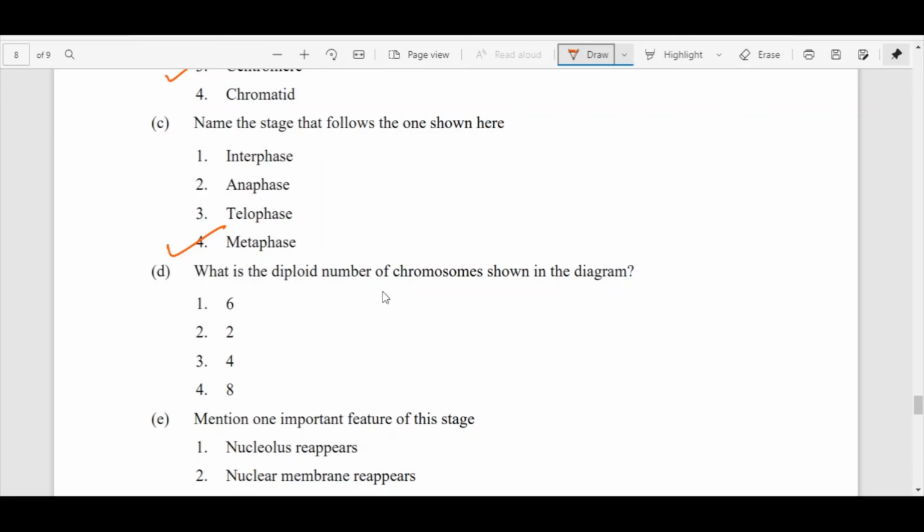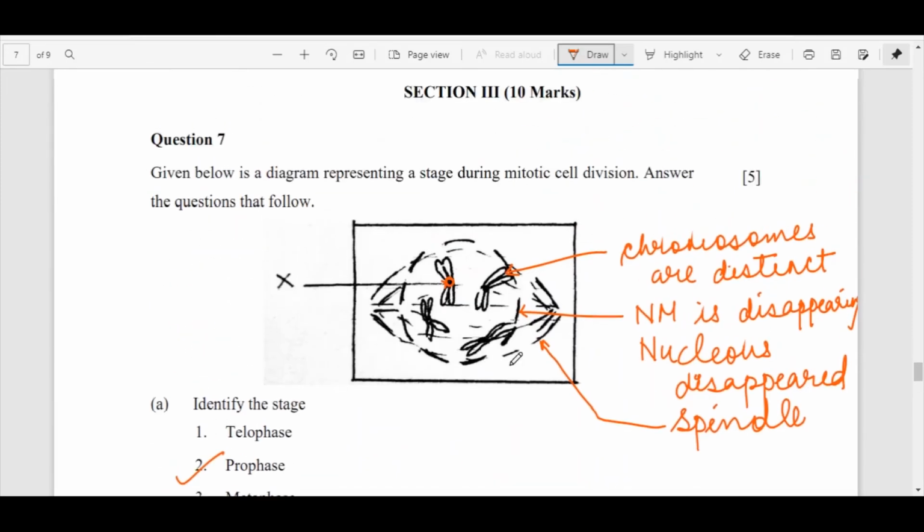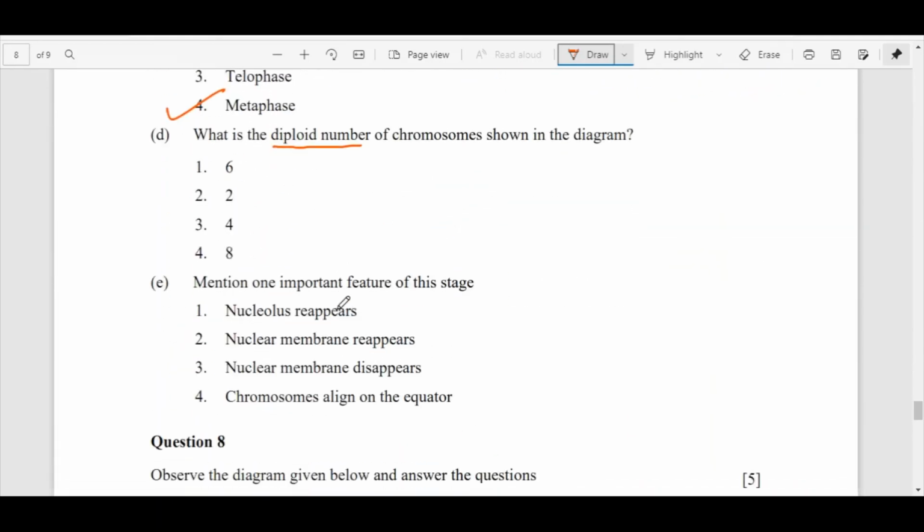Now question number D. What is the diploid number of chromosomes shown in the diagram? Children, please note it down. It is saying diploid. Diploid means the chromosome that is containing two sister chromatids. So how many are there? Let us see. 1 chromosome, 2 chromosome, 3 chromosome and 4 chromosomes. So a total of 4 diploid chromosomes. That means the correct option here is option number 3.